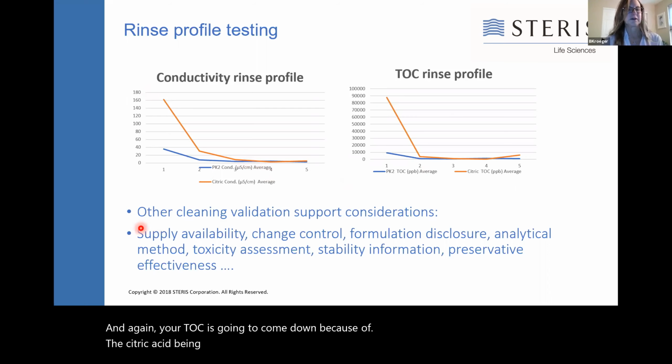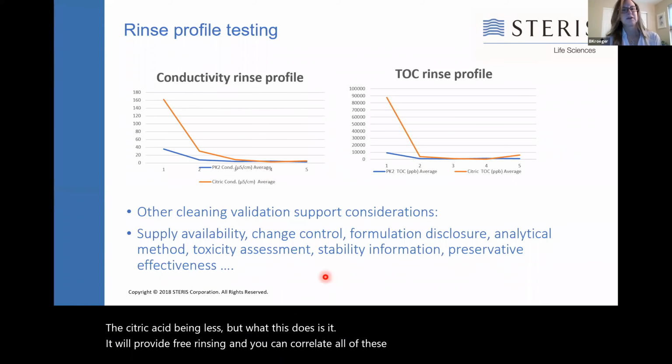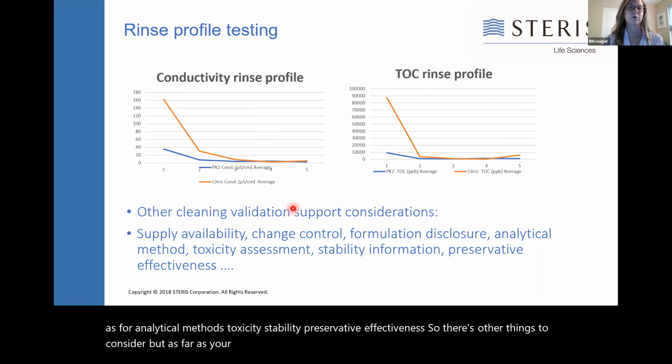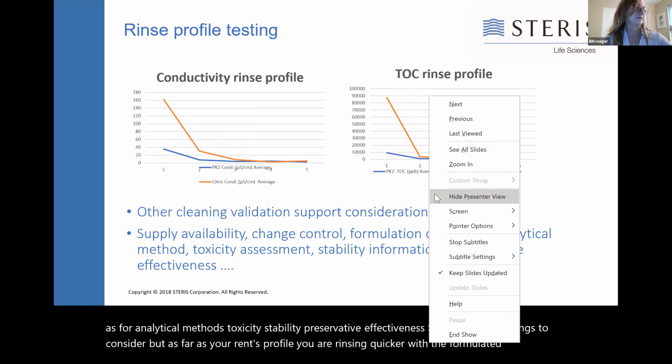But what this does is it'll provide freer rinsing, and you can correlate all of these to your different methods available as far as analytical methods, toxicity, stability, preservative effectiveness. So there are other things to consider, but as far as your rinse profile, you are rinsing quicker with a formulated detergent. So what is the regulatory stance on this?